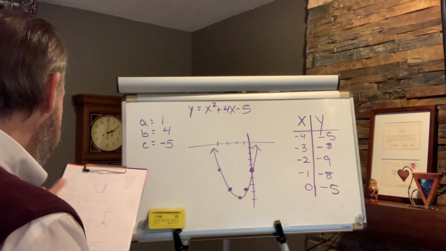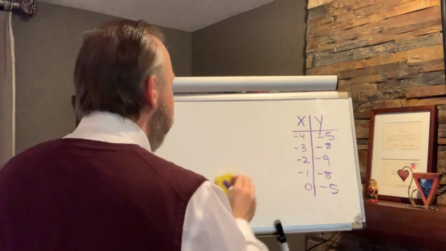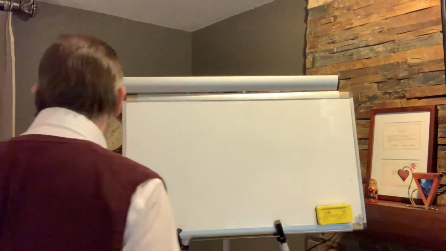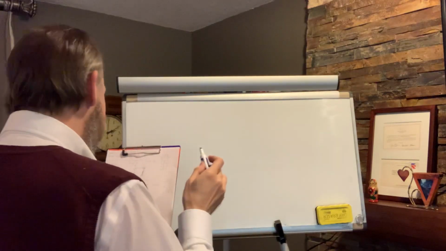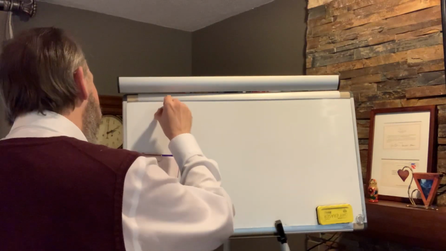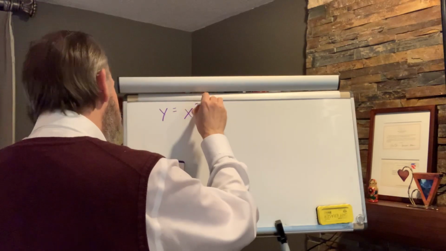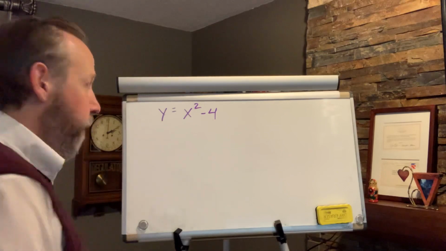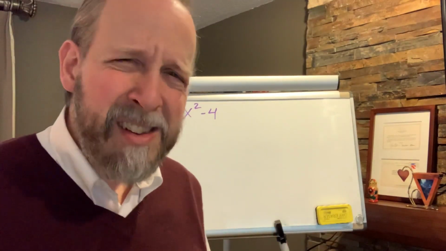Okay, I'm going to give you another problem here, but one that hopefully will answer some future questions about what happens to certain values. So I'm going to say y equals x squared minus 4. Okay, so the first question is, isn't something missing?